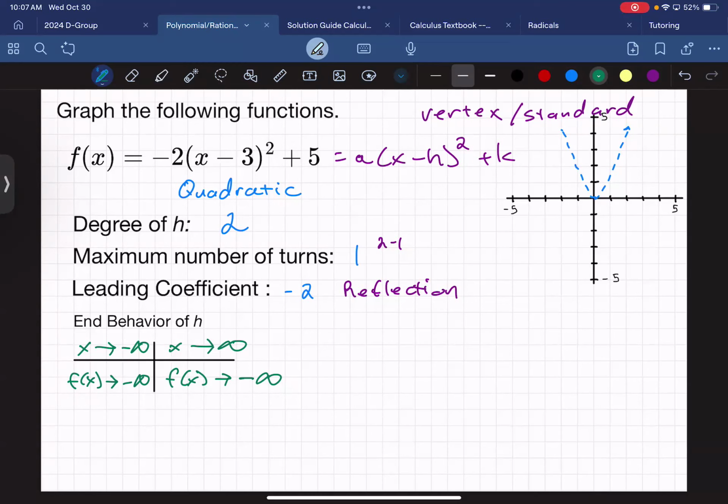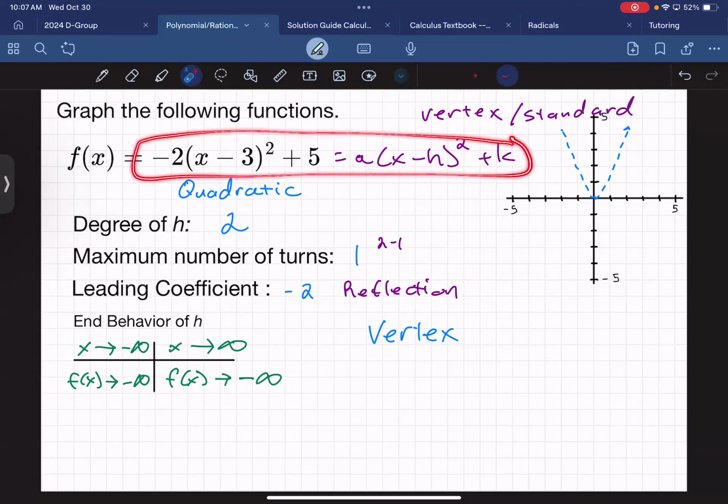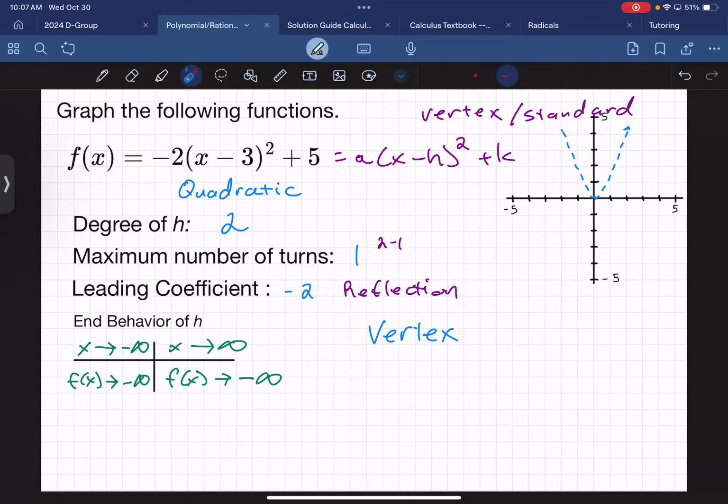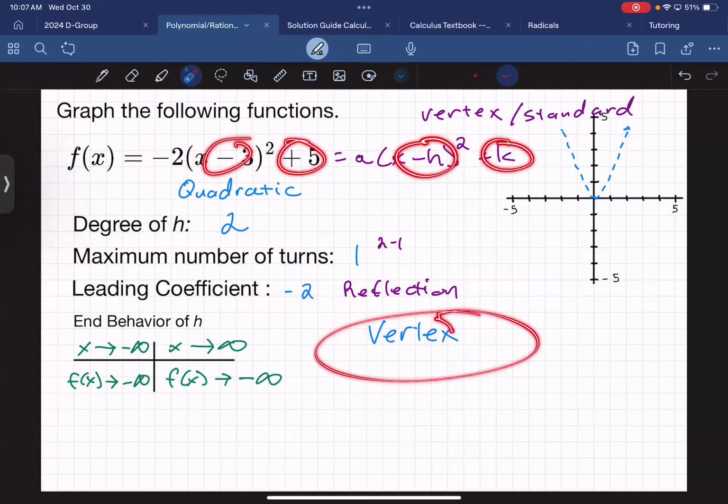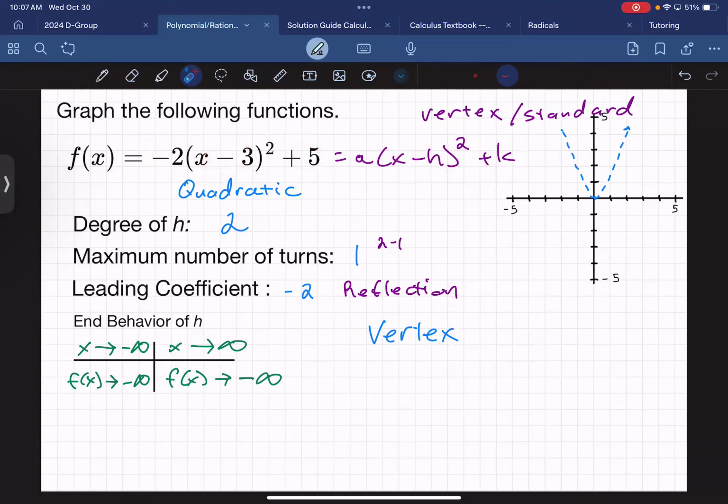The vertex is definitely one of the things that we want to get. Being in this form is what's going to help us. We got the leading coefficient already. So the next thing to do is say, how does the -3 and 5 help me? Well, that's where the vertex comes in. The horizontal shift and vertical shift is going to be the vertex or turning point of our graph.